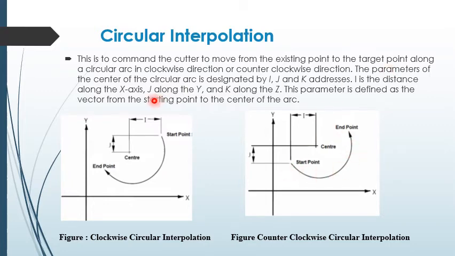The parameter of the center of the circular arc is denoted by the I, J, K address. This is the distance from the start point: I, the distance along the x-axis, J along the y-axis, and along the z direction we call it K. This parameter is defined as the vector from the starting point to the center of the arc. This is the clockwise circular interpolation, this direction, and this is the anti-clockwise circular interpolation.